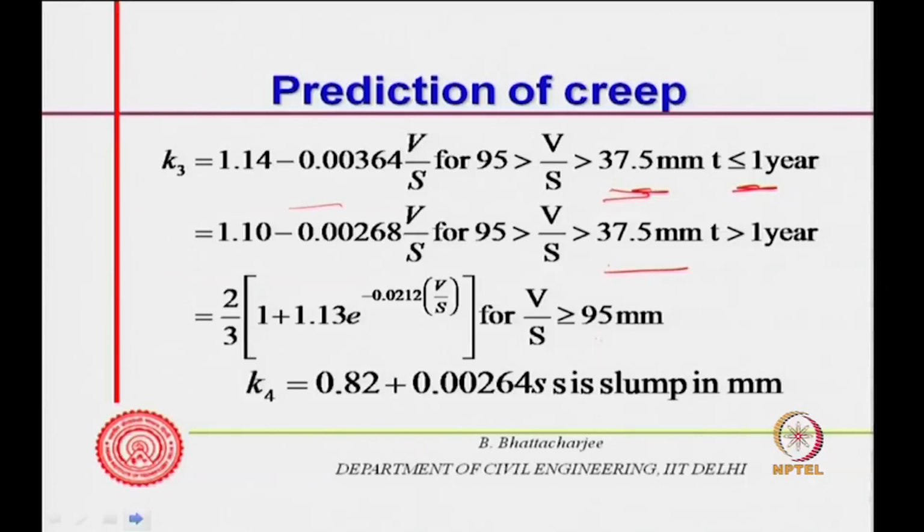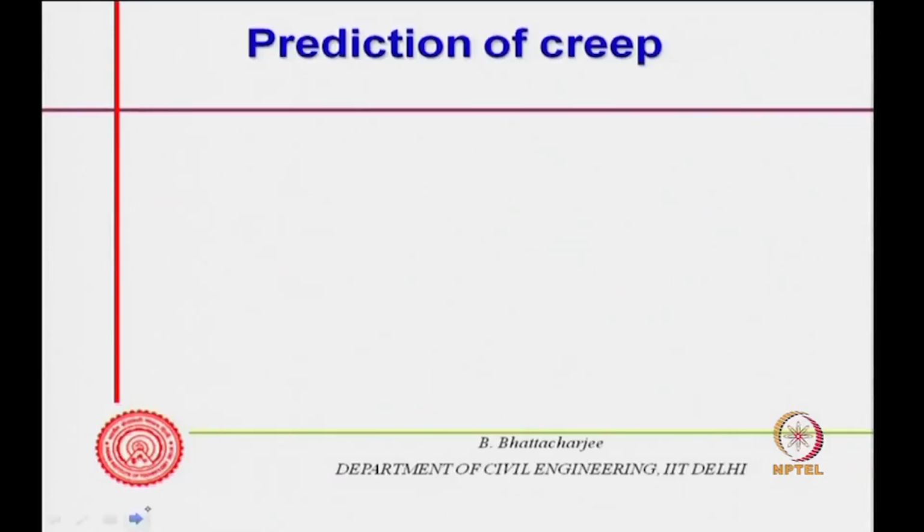Now, K4 is related to slump of the concrete, in other words, compaction and flowability of concrete, or possibly related to water content. So, higher water content means higher slump, S is slump, and K4 is related to slump of the concrete, which is in terms of higher water content.